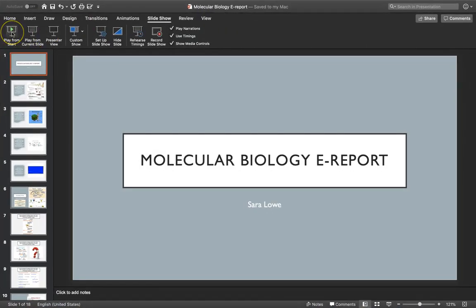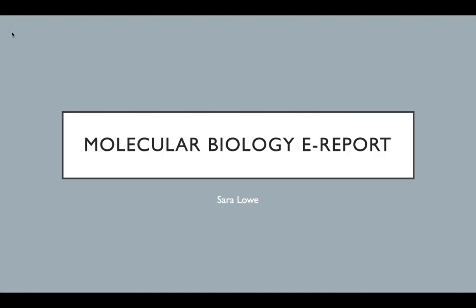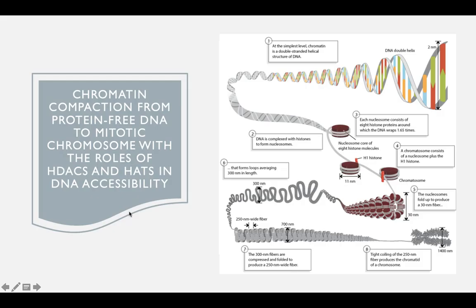Hello, so this is the molecular biology portion of the e-report. The first thing I'm going to be talking about is chromatin compaction. DNA is the heritable material of life. It carries all of the information to make proteins that are needed for an organism to live, survive, and reproduce. DNA even contains within itself the ability to self-replicate through a process known as mitosis.